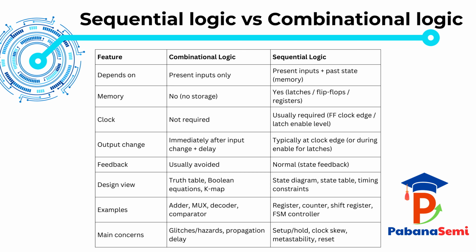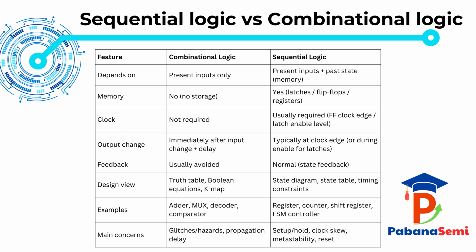Now, sequential logic. Sequential logic depends on current inputs and past state. That means it has memory. It uses latches, flip-flops, and registers to store information. Another key difference: the clock. Combinational logic does not need a clock. Sequential logic usually works with a clock signal. Outputs change at clock edges, making the system synchronized and predictable.